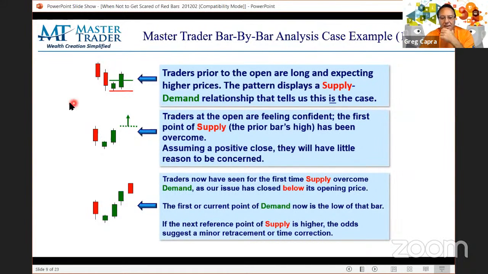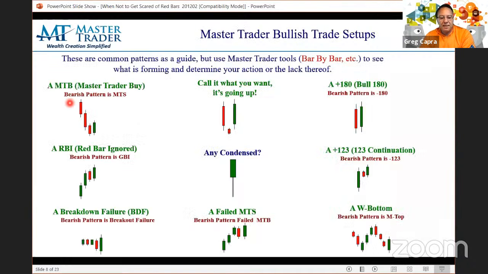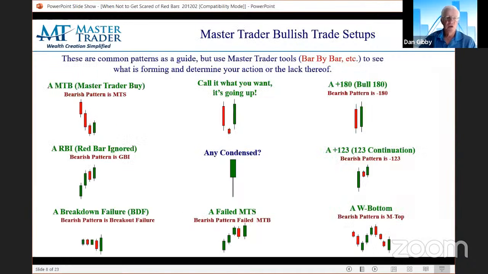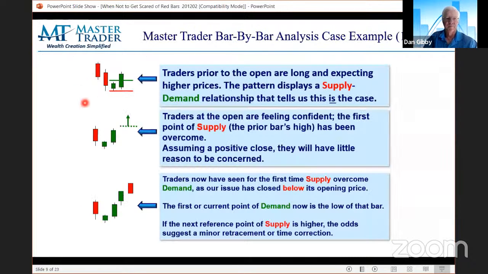So I created this long time ago to make an example of how we utilize this bar by bar, because things change, right? Each bar that changes can to some degree change our bias or opinion about what preceded it. So in this example, just to show them, we're starting with this pattern, a master trader buy setup, which is a controlled pullback in an uptrend and reversal. So that's where we're starting right here.